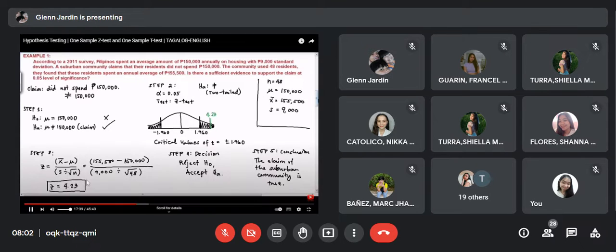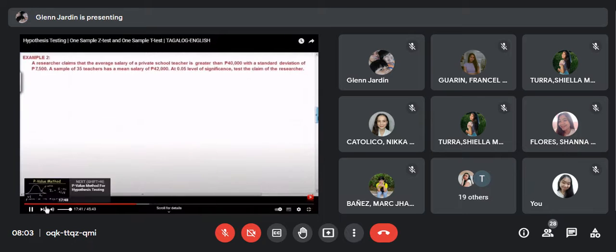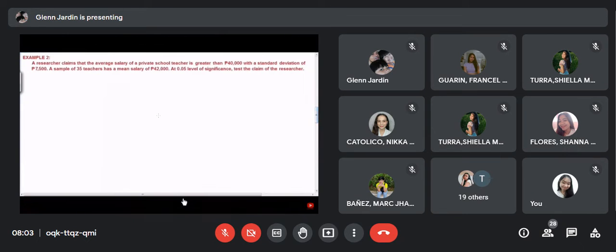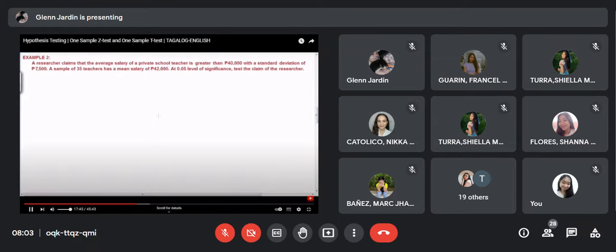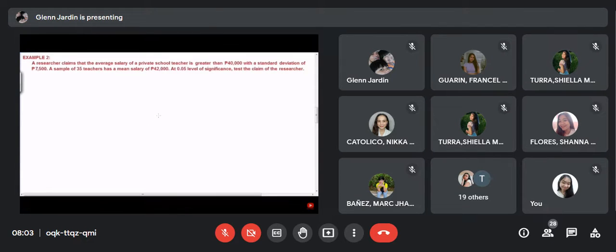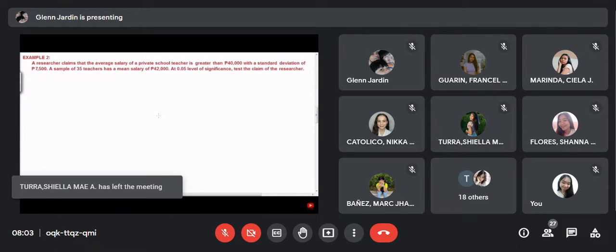Okay? Sige. Let us have the next example. A researcher claims that the average salary of a private school teacher is greater than 40,000 pesos with a standard deviation of 7,500. A sample of 35 teachers has a mean salary of 42,000. At 0.05 level of significance, test the claim of the researcher.